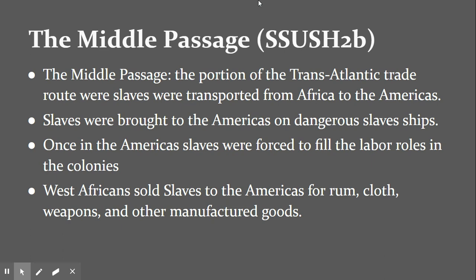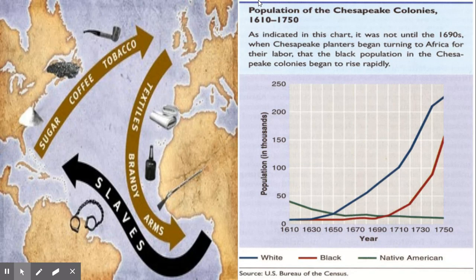Okay, so understand that West Africans sold slaves to the Americas for rum, cloth, and weapons. They traded raw materials and manufactured goods for human beings. A very, very terrible thing in our history. Okay, understand that.